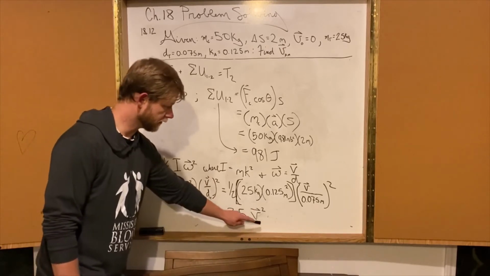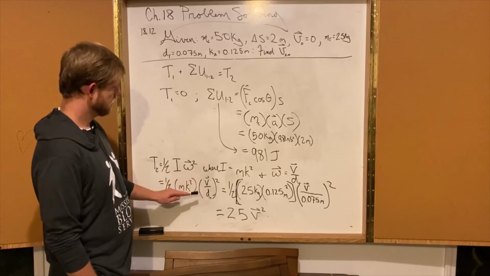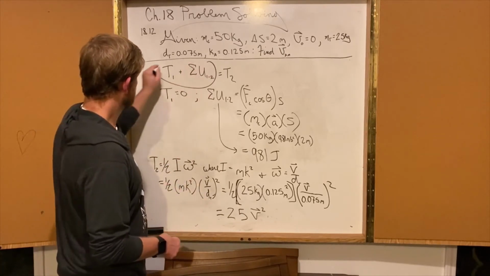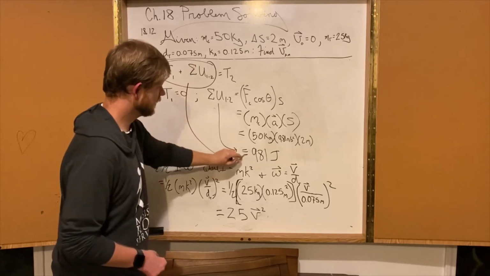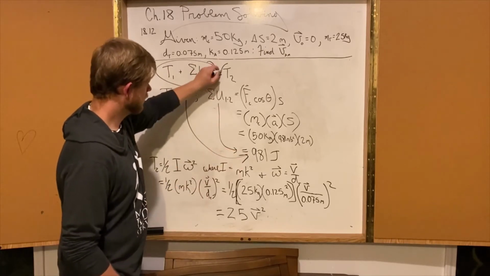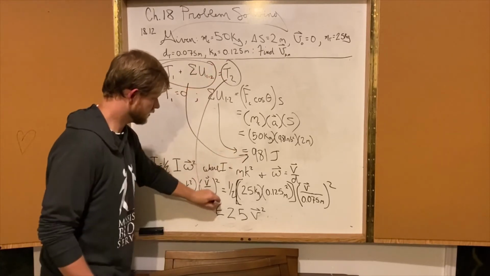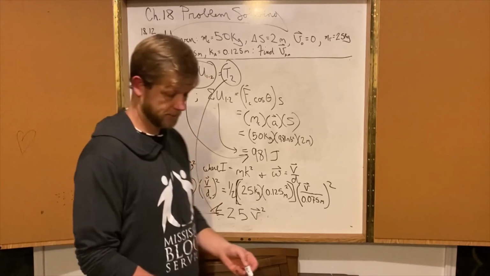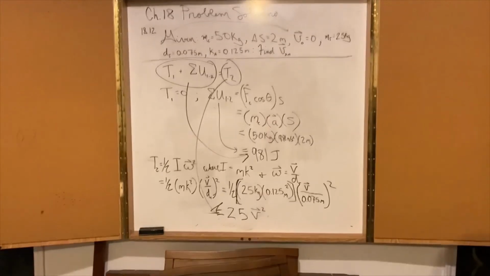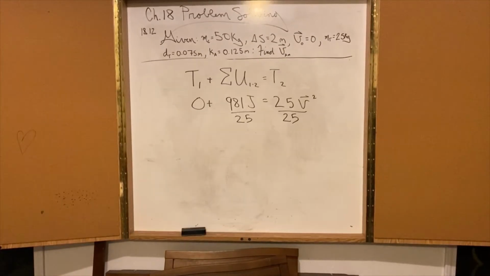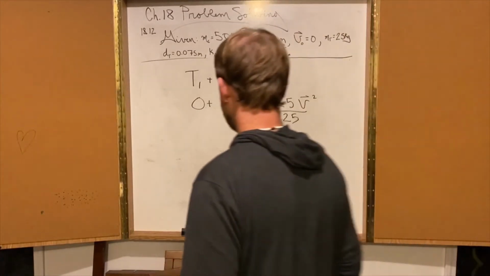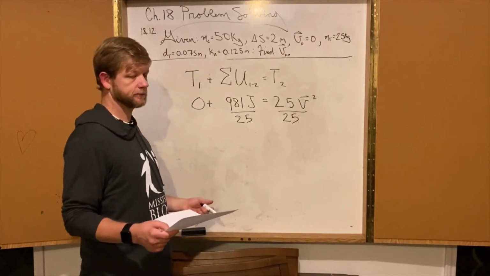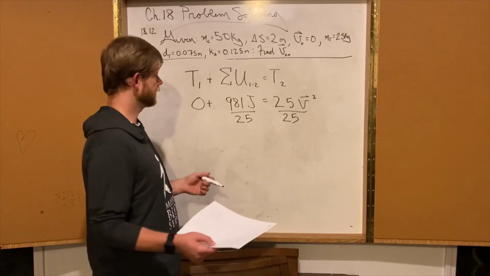Now let's solve for V squared. Since we know this side here is equal to 981 joules, we know this side here is 25 V squared. We can solve for V squared. Let's do it. Well, I'm sure all y'all know how to finish this up. Since I did it, I'm going to show it to you.